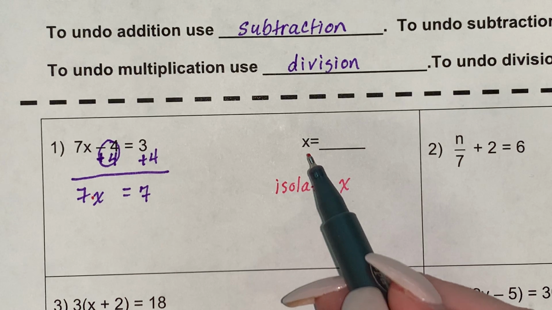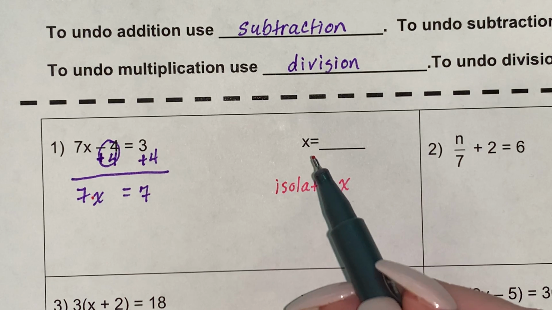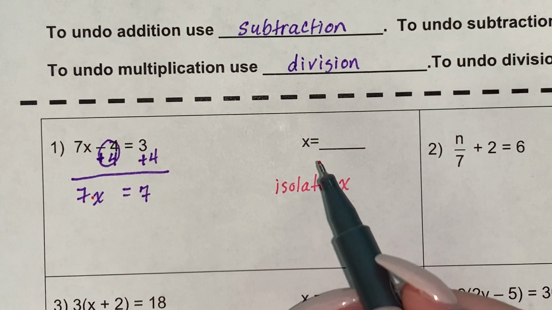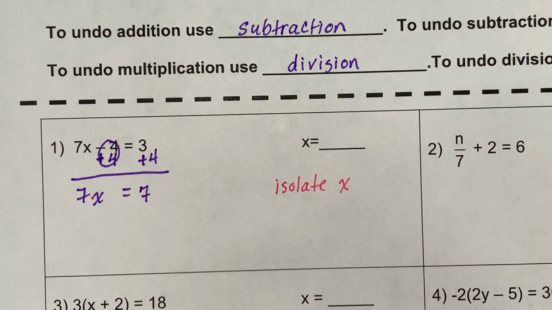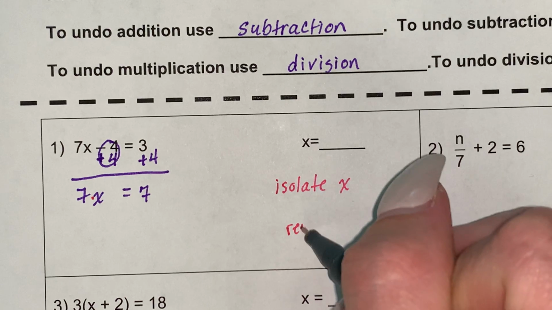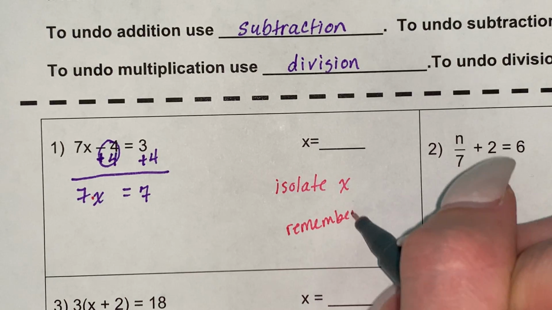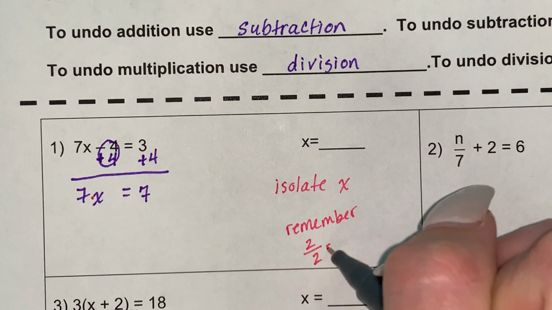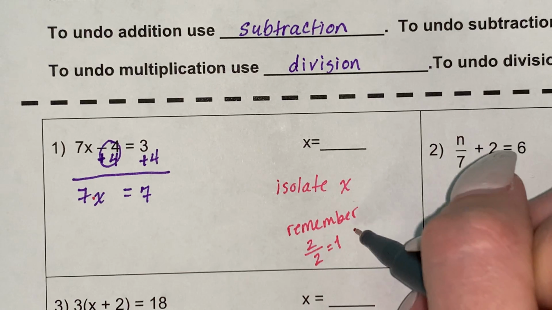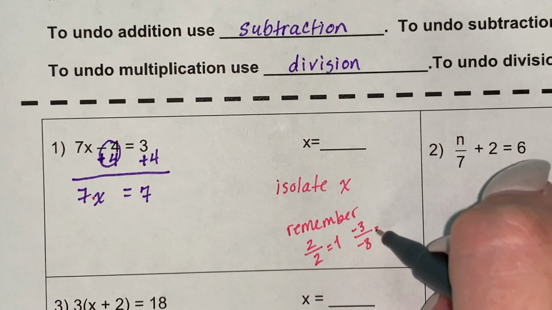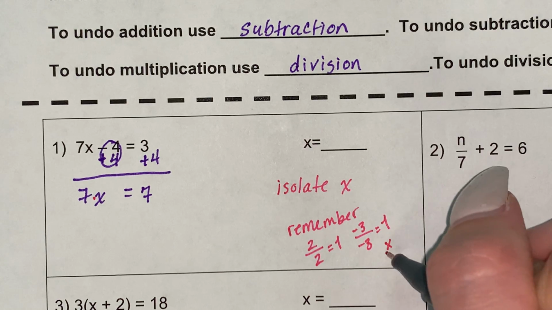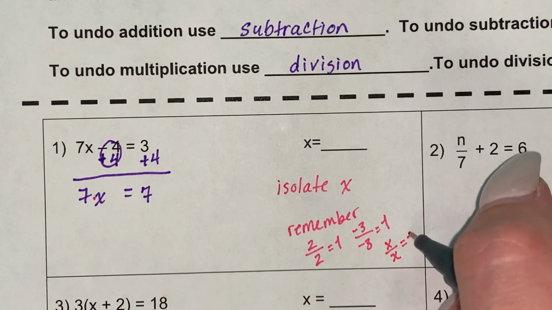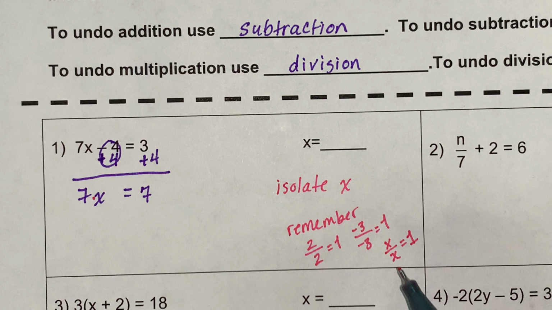So if you remember from Algebra 1 or even pre-algebra, hopefully you remember the rule that any number over itself is 1. So if you remember, like 2 over 2 equals 1. And negative 3 over negative 3 equals 1. And even if we didn't know it, even if it was just like a random variable, x over x equals 1, anything over its own self is going to equal 1.